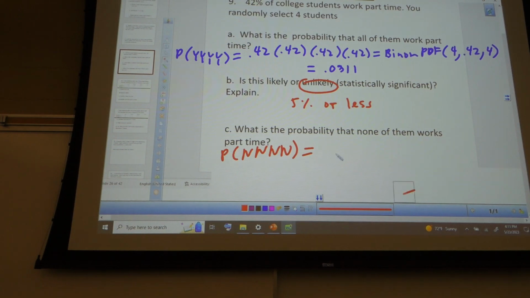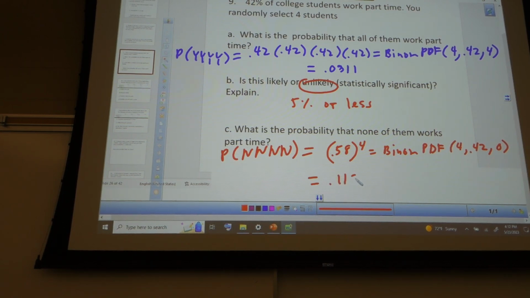So this would be first person and the second person and the third person and the fourth person, and we multiply. So 0.58 multiplied by itself 4 times. Or again, you could do binomPDF of 4, 0.42, comma, how many yeses do I want? 0. And either way, you'll get the same answer, which is 0.113. Good? Does everybody else got it?